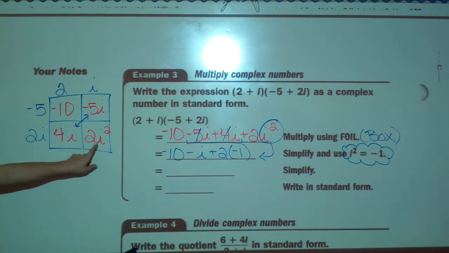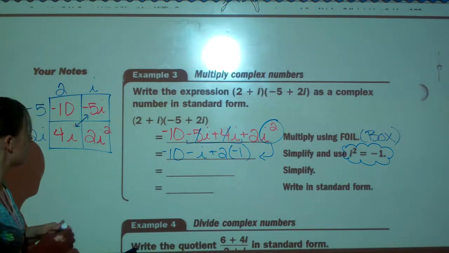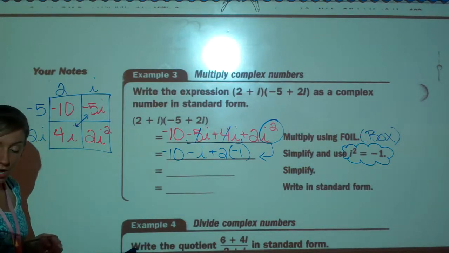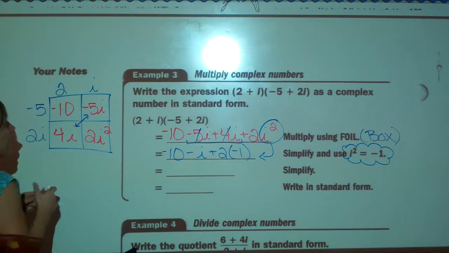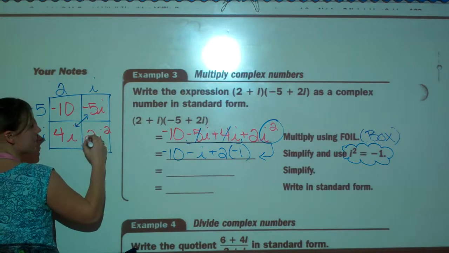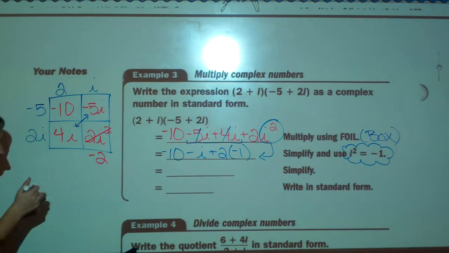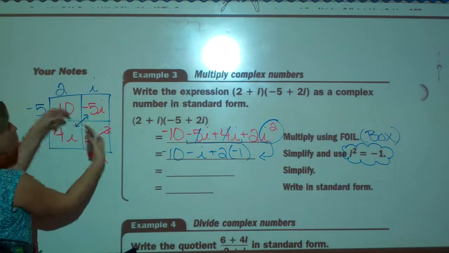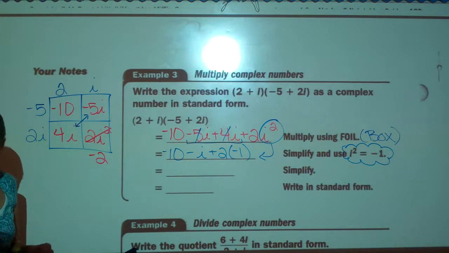A lot of times, last year when I worked with it with my students, we would just do it right here. We would say, oh, well, since I see an I squared, I know I squared is the opposite, so I'm just going to make that -2. And then we would just put those two together, and we would put those two together.